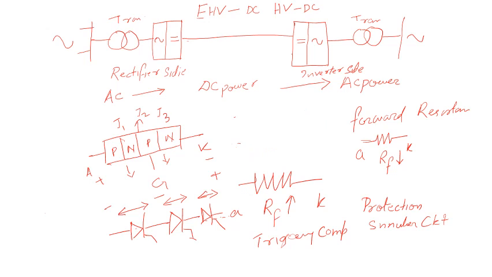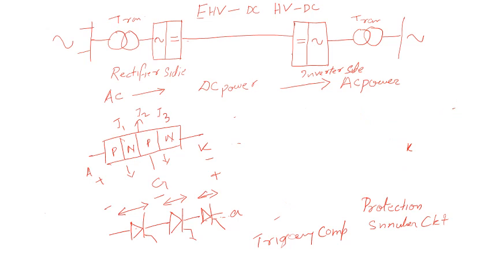So there are two types of angle you might have heard about. That is your delay angle and your extinction angle, right? So that is your triggering angle. First is your delay angle and your extinction angle, right? So delay angle is your alpha and your extinction angle is your beta.